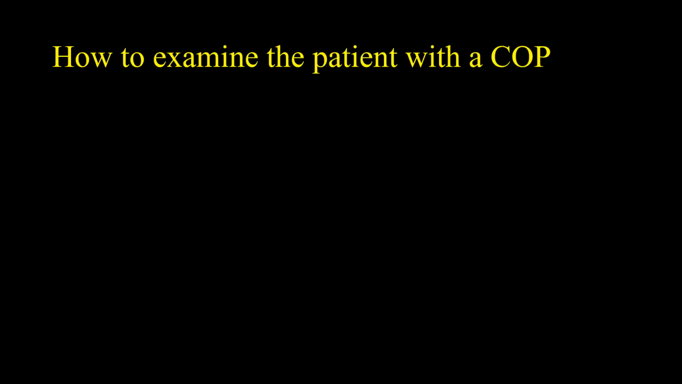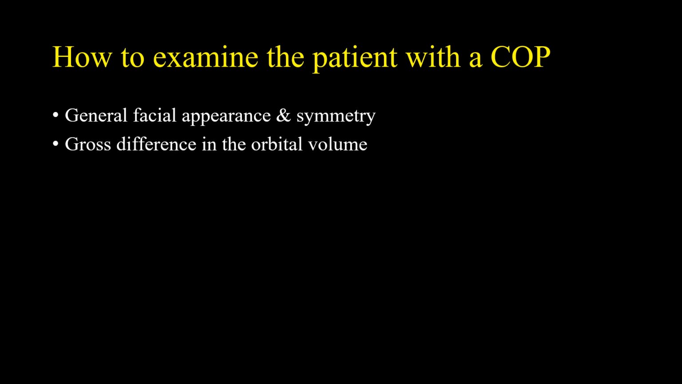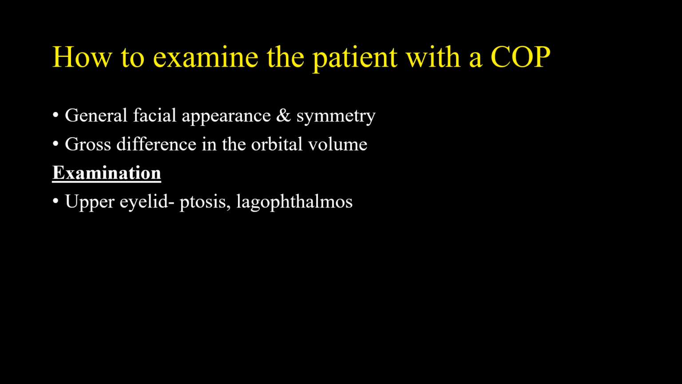So how would you examine a patient with an ocular prosthesis? The first thing is to look at the general facial appearance of the patient and the symmetry of the face. You comment on any gross difference in orbital volume; if there is clear-cut gross enophthalmos, you comment on that. Then you move on to the examination.